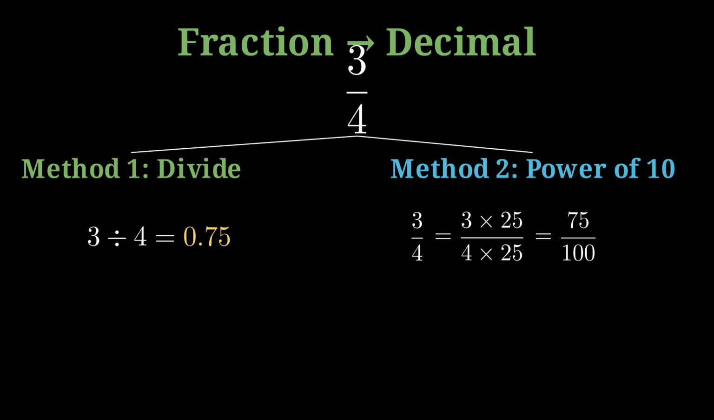Multiply top and bottom to get a denominator of 100. 3 times 25 is 75. 4 times 25 is 100. 75 hundredths, that's 0.75. 2 paths, same answer.